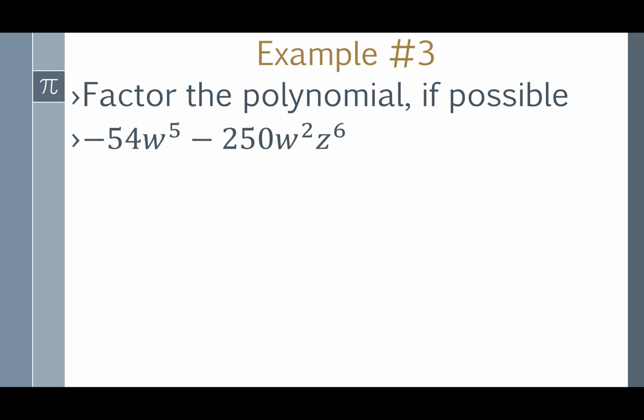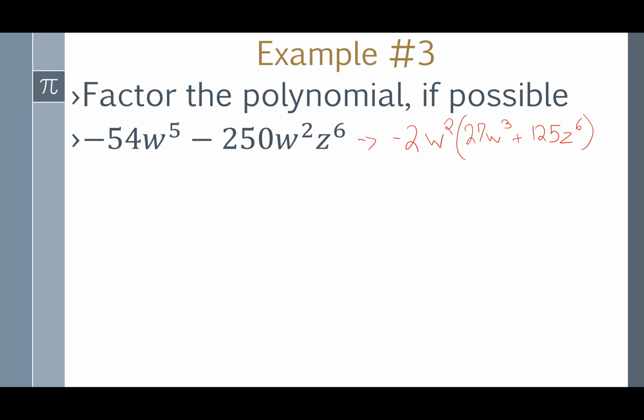Alright, so we take a look at this one. So we have negative 54w to the fifth minus 250w squared z to the sixth. So again, we're looking to see, okay, what do they both have in common? Well, number-wise, 54 and 250 both have a 2 in common. And since they both have negative signs, we're going to take a negative 2 out. And then we know it's w to the fifth and w squared, so they have a w squared in common. So if we do that, we're left with 27w cubed as the first term, and plus 125z to the sixth as the second term.